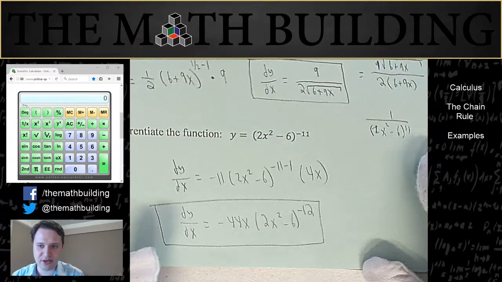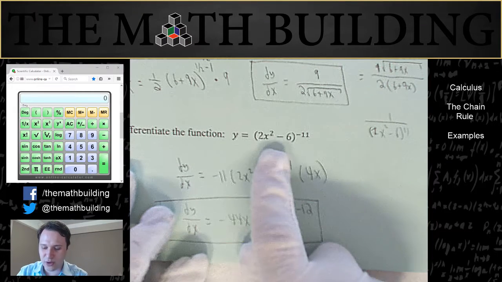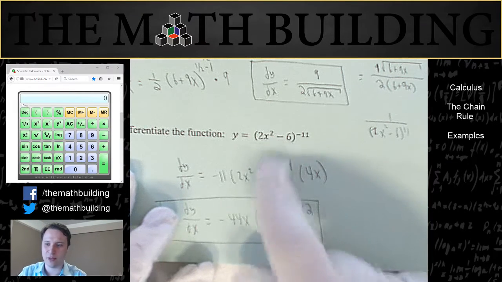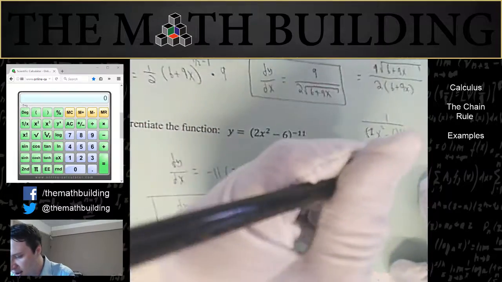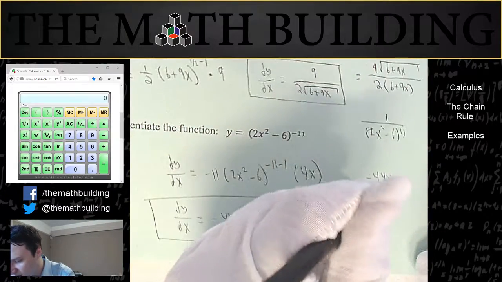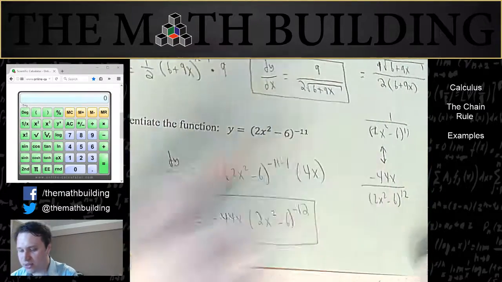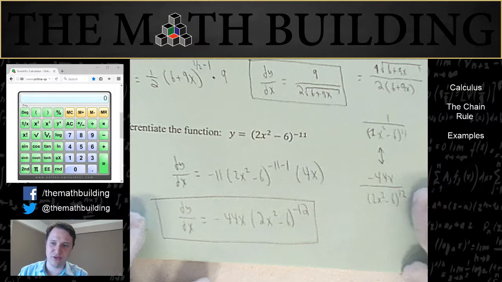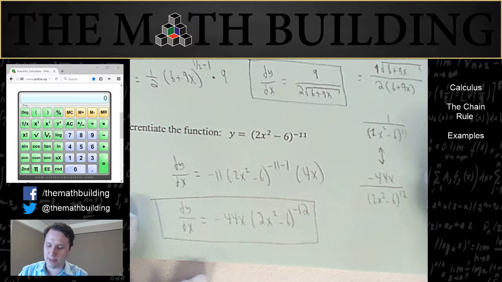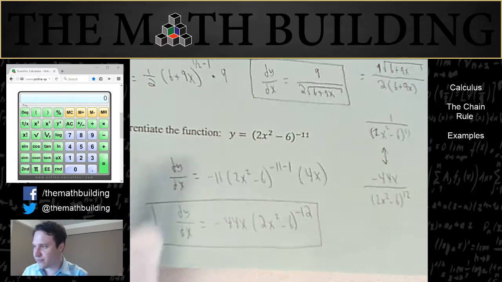1 over 2x squared minus 6 to the 11. So if it's written in this way, you'll want to rewrite it like this so it's in power form and easier to differentiate. And then the derivative would be -44x all over 2x squared minus 6 to the 12th. So you can see kind of the relation between the original function and the derivative. Notice the 44x comes from the 11 combined with the chain rule and derivative of that stuff.